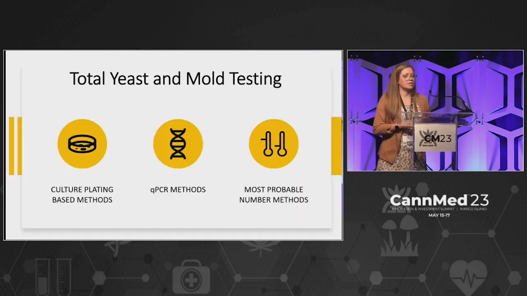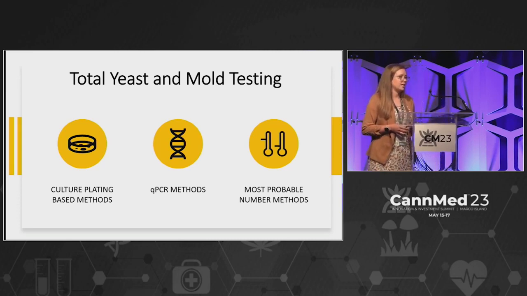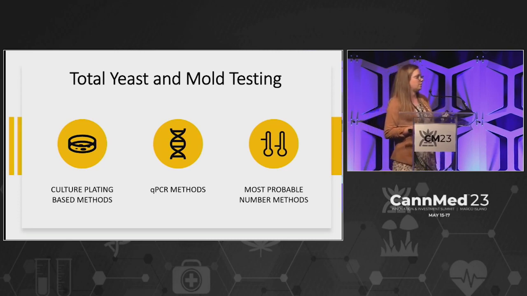So for total yeast and mold testing in a laboratory, there are 3 primary ways that laboratories are providing it. The first being culture-based plating methods, and that's going to be using an agar or a petri film or a membrane filter and growing colonies. They're going to take a sample, dilute it with a media, add the sample to the plate, put that in the incubator, and then wait for it to grow and see what happens, and then they're going to count those colonies.